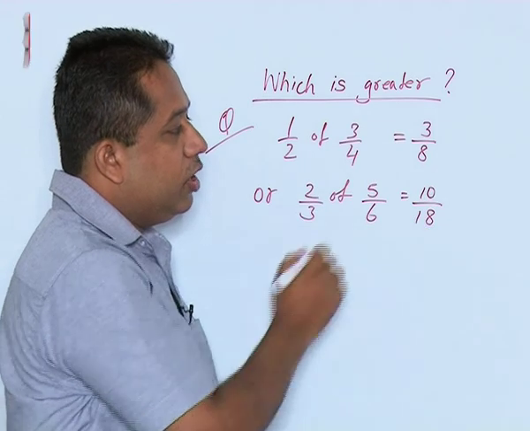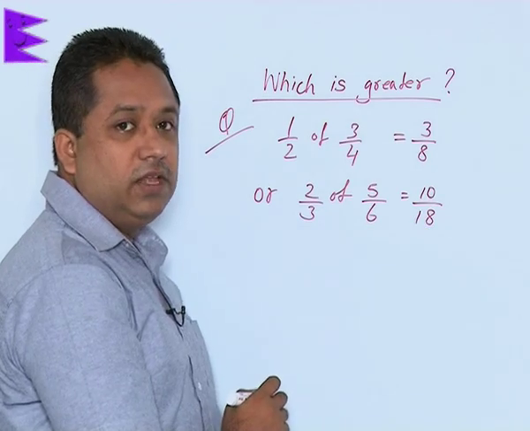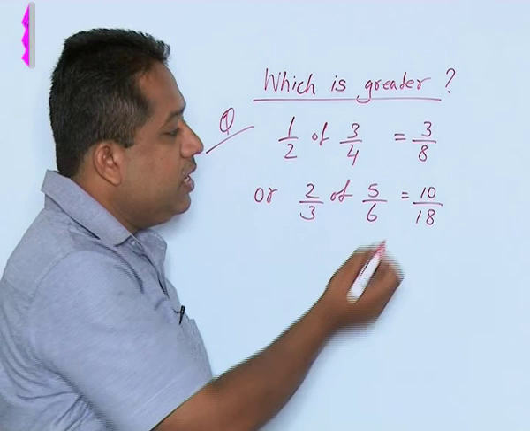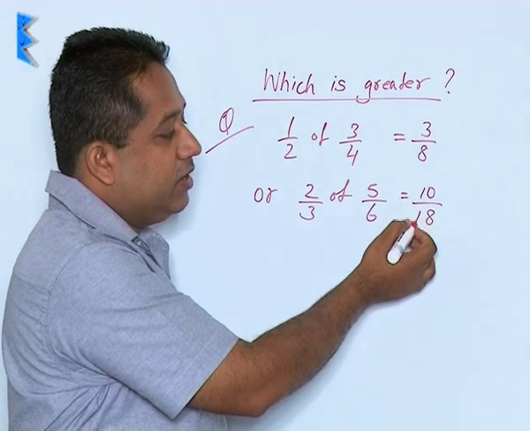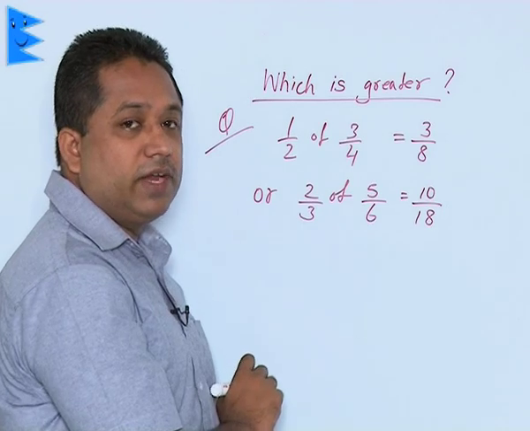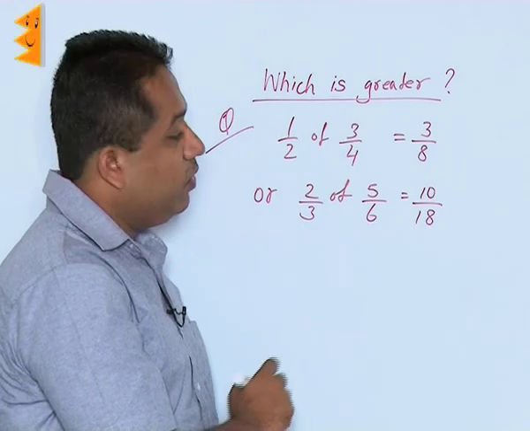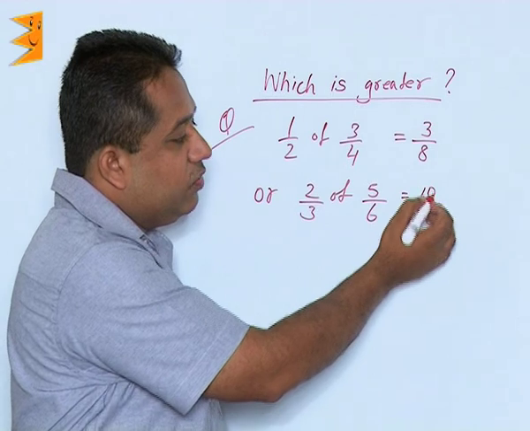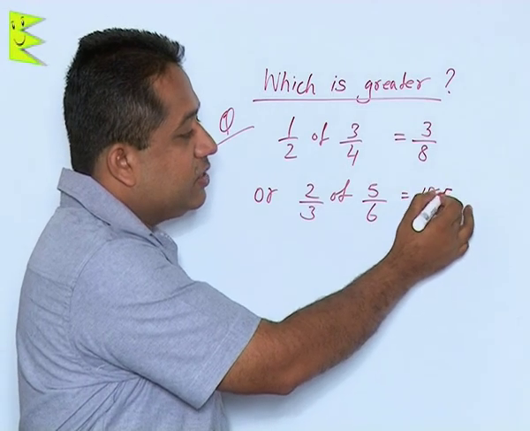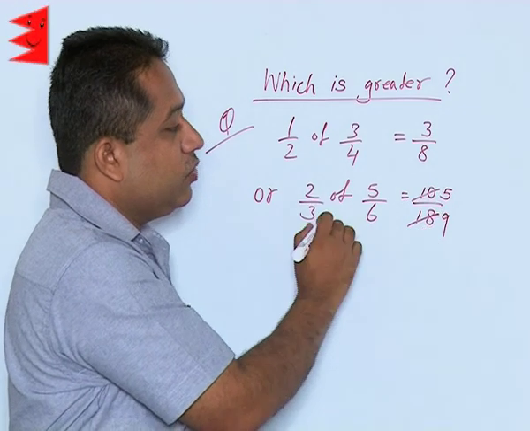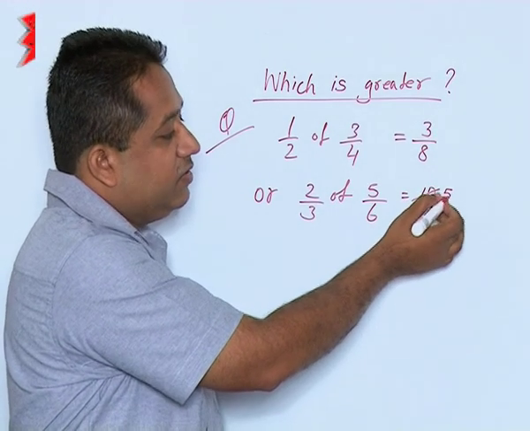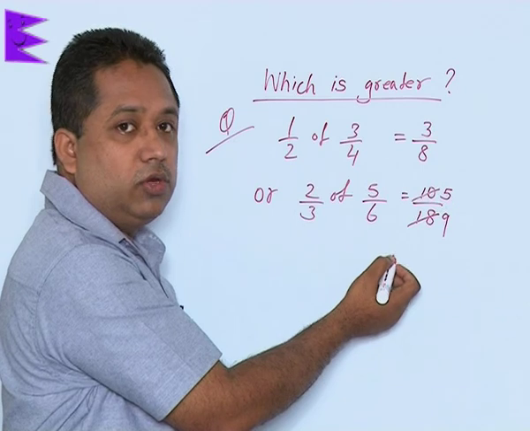However, this is not in the lowest form. Lowest form means we will have to find out some common term by which we can cancel 10 and 18, and we know that 10 and 18 have a common factor, and that common factor is 2. So, we are going to cancel 10 and 18 with 2. So, we can write this as 2 5s are 10 and 2 goes 9 times in 18. So, I can say that 10 by 18 is the same as 5 by 9 in the lowest form.